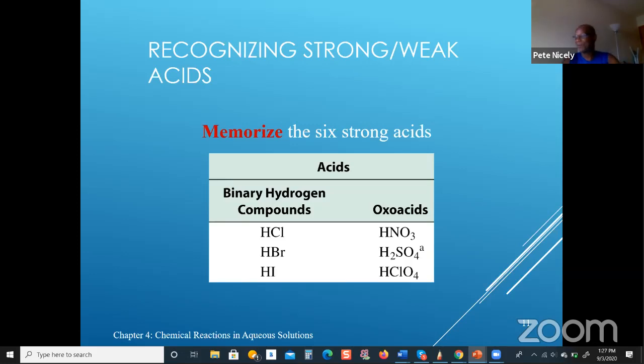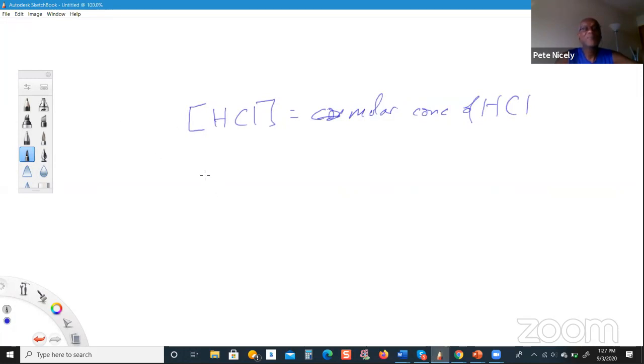Now, let me just say something about sulfuric, because sulfuric is kind of different from the others in this list. Let me go back to my writing pad here. You'll notice that the formula for sulfuric acid has 2 hydrogens. It turns out that when you add sulfuric acid to water, the first dissociation is strong, forming HSO4-. It goes in one direction, you don't have the reaction reversing. On the other hand, the second dissociation is weak.